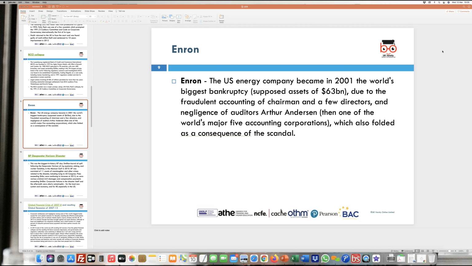So again, this is an example of a big corporate disaster which has happened in our lifetime, the largest case of bankruptcy at the time, with the company losing so much money and filing for bankruptcy in the US. It had assets worth $63 billion, and they were all on paper. Actually, the assets were embezzled by the chairman and a few directors within the company, and this is something which the auditors were not able to pick out and report to the authorities on time. And by the time this was discovered, the entire wealth had actually disappeared.